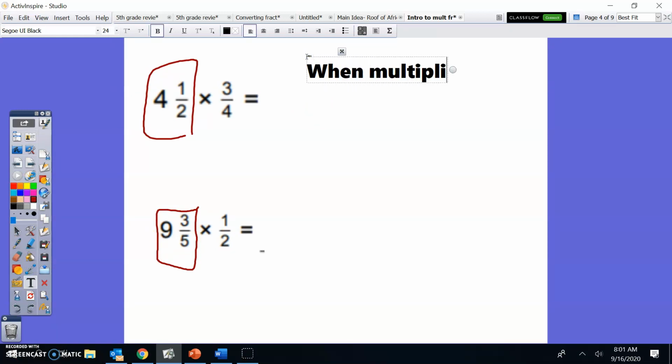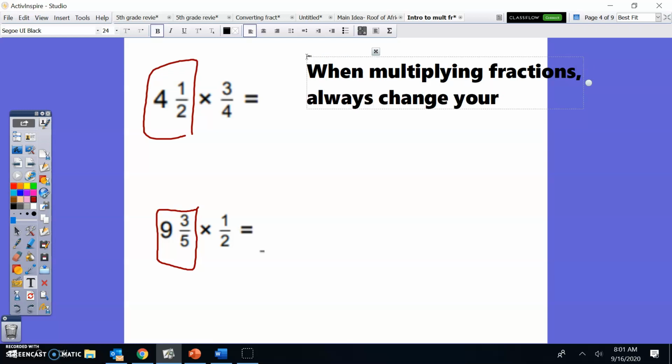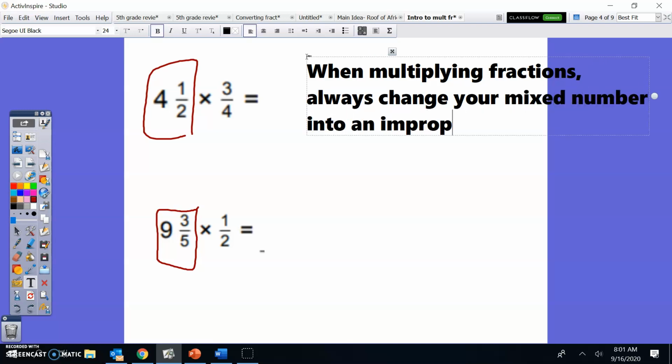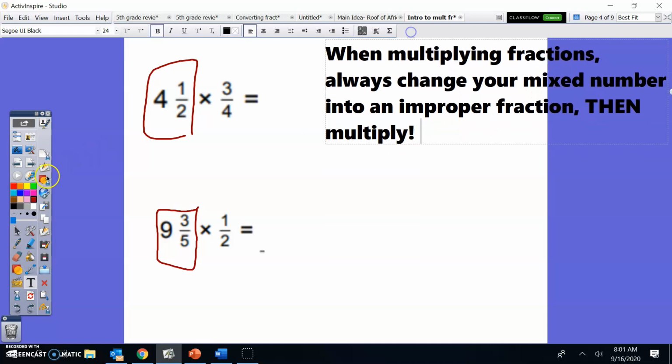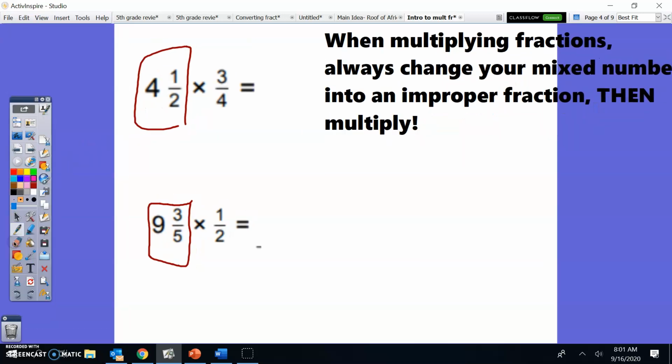When multiplying fractions, always change your mixed number into an improper fraction, then multiply. So there's my little note for you over here, in case you forget. So when multiplying fractions, always change your mixed number into an improper fraction, then multiply. So let's do that first.